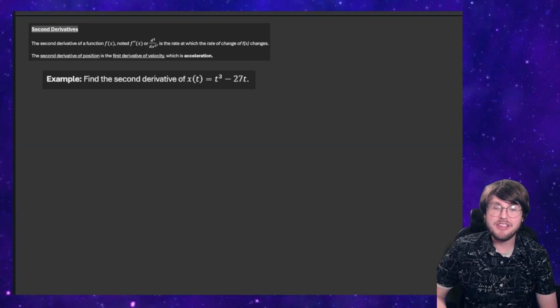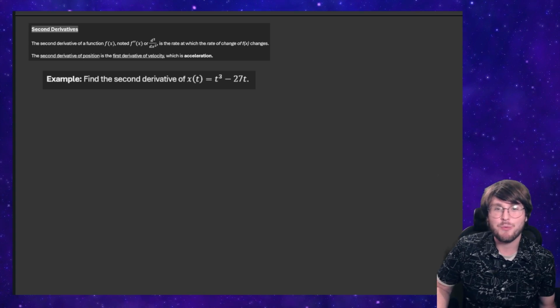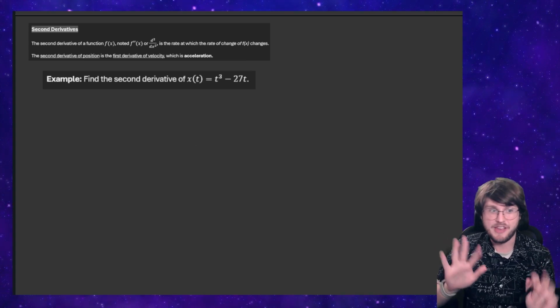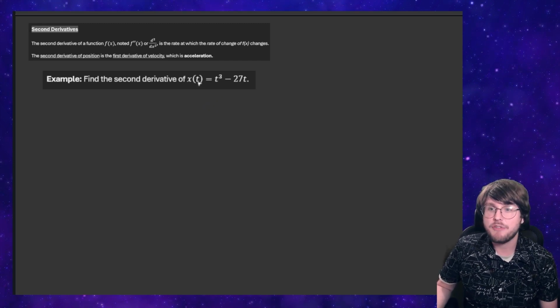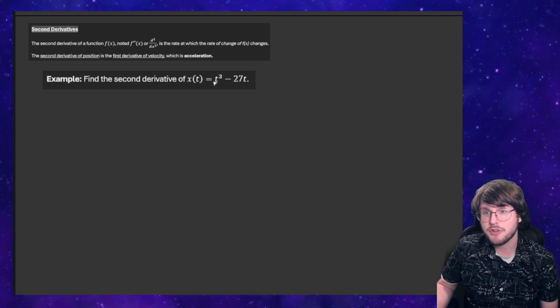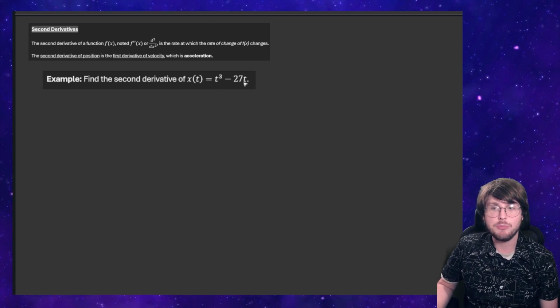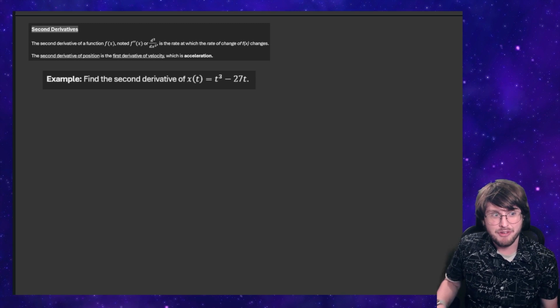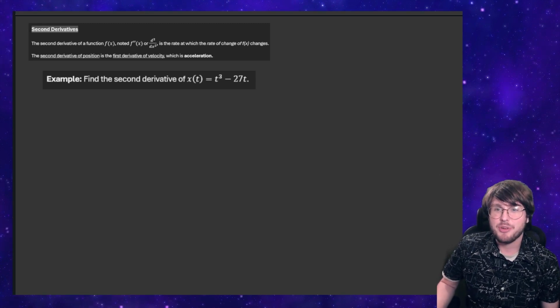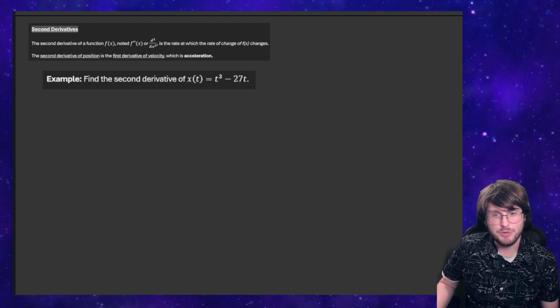All right, and for our last example for this video for now, we're going to focus on just an example of a second derivative. Now, in this case, our second derivative that we're going to be taking is of the function x of t. So again, position versus time equals t cubed minus 27t. So first we need to find the first derivative before we find the second. So in this case, we're just going to do what we've been doing this whole video.